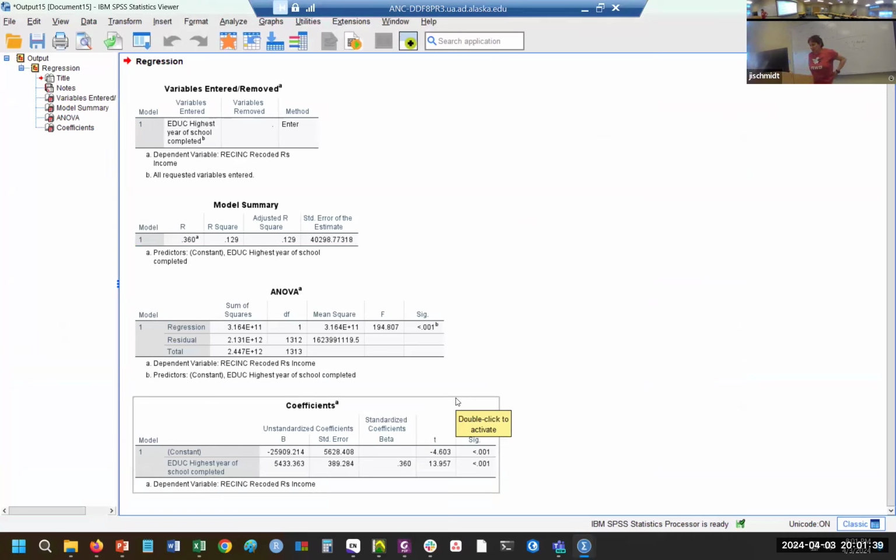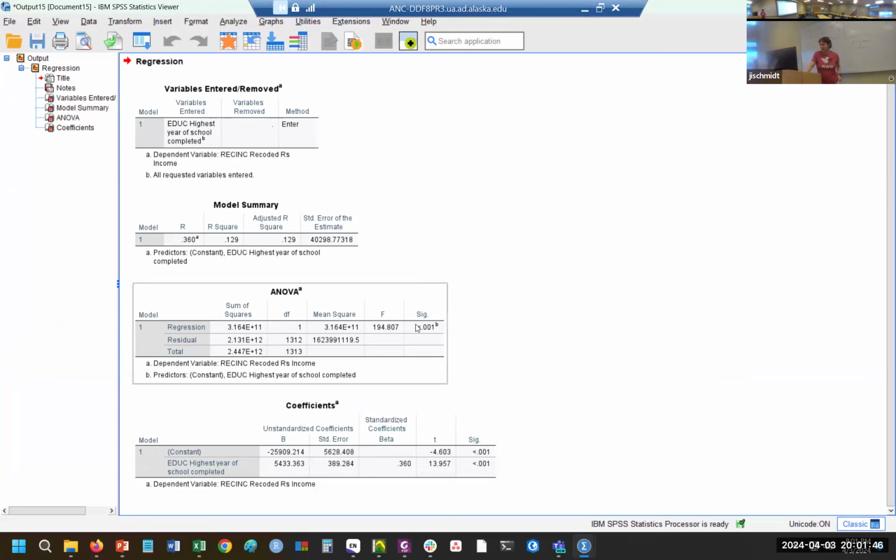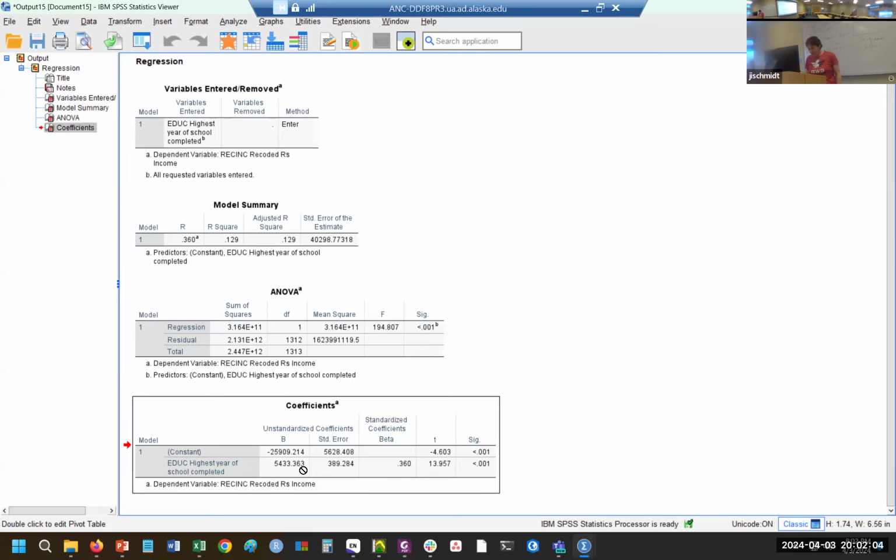All right, and then we have our output here. So based on this, education is significant. We have a p-value of less than 0.001. So that says definitely there is a relationship there. We're looking at the relationship, and this is the coefficient down here. And it's positive. So what does that mean? We have a positive coefficient.